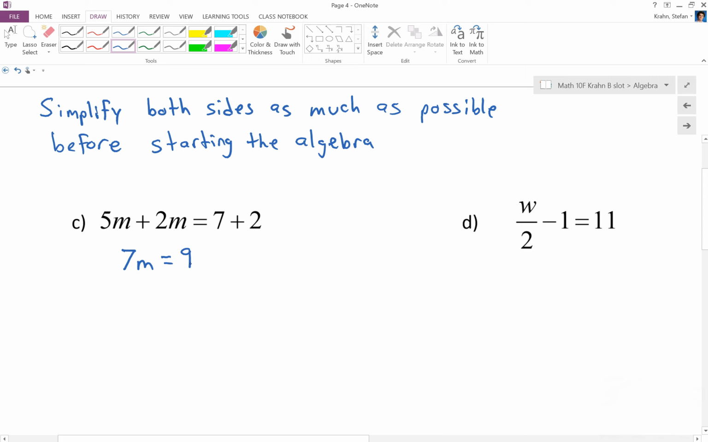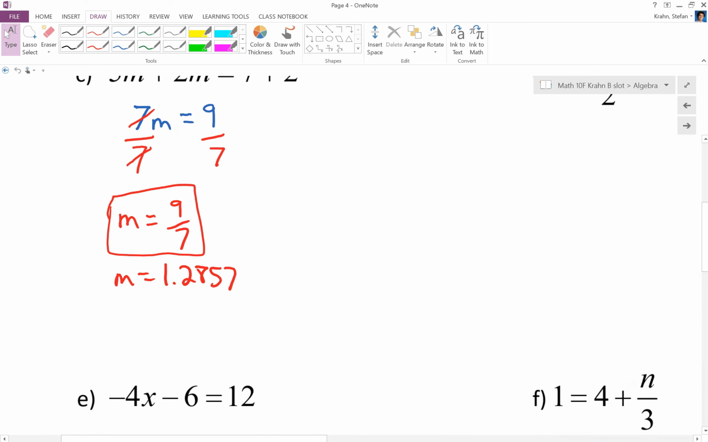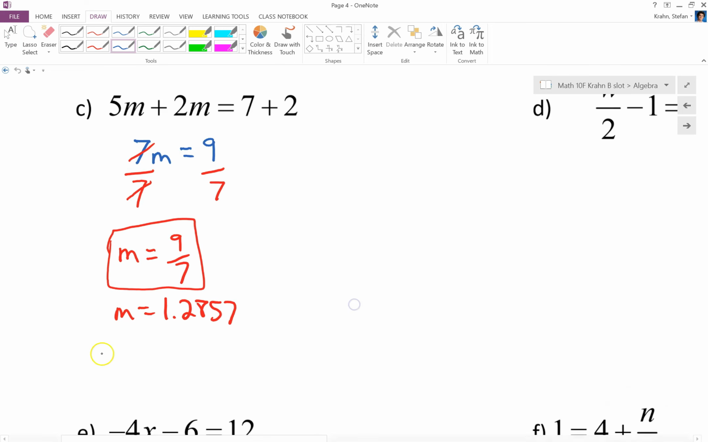So now this is also a one-step equation. I'll divide both sides by 7. Once I do that, m is 9/7, or if I break that down into a decimal, it'd be 1.2857. I can go back and check my work. I'm actually going to use 9/7, and I'm going to put 9/7 in wherever there's an m. So 5 times 9/7 plus 2 times 9/7 is going to equal 7 plus 2.